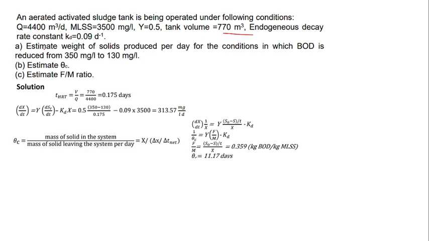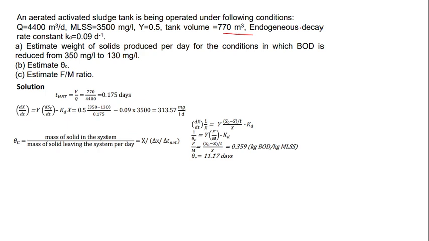The first question is to estimate the weight of the solids produced per day for the conditions in which the BOD is reduced from 350 to 130. So the weight of the solids they are asking. Then the next question is to estimate theta C, the retention time. Next is to estimate the F by M ratio, the food to microorganism ratio.